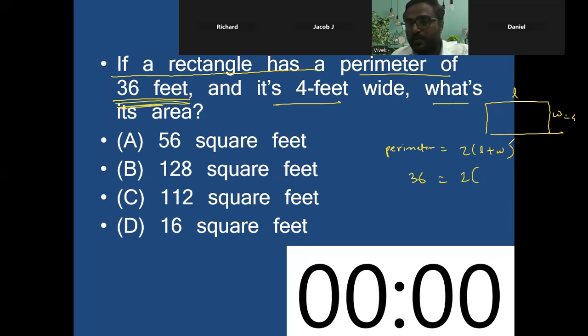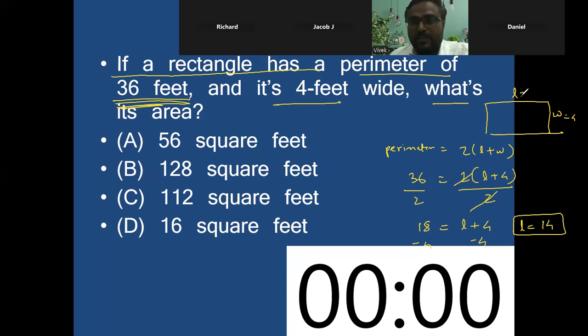I'll put it over here: 2 times (L plus W). Length, I'll keep L as it is. W, I'll substitute as 4. I'll divide both sides by 2 because 2 is in multiplication with L plus 4. 36 divided by 2 is 18, equals L plus 4. I'll cancel the 2s out. I'm going to subtract 4 from both sides. So what do I get? L will be equal to 14. That means length is 14.